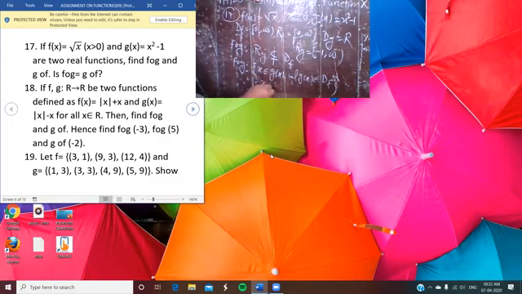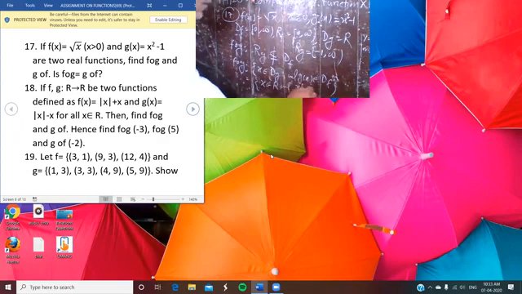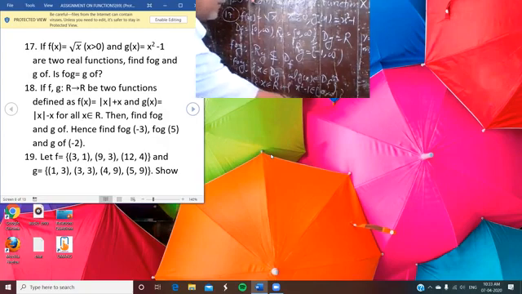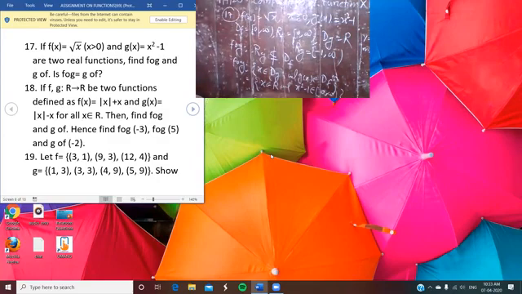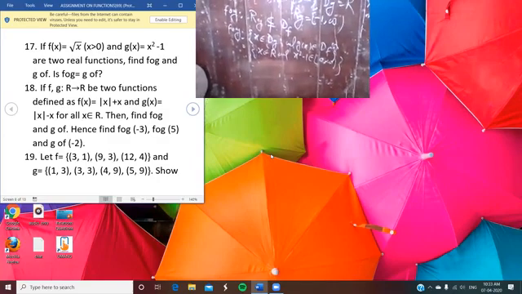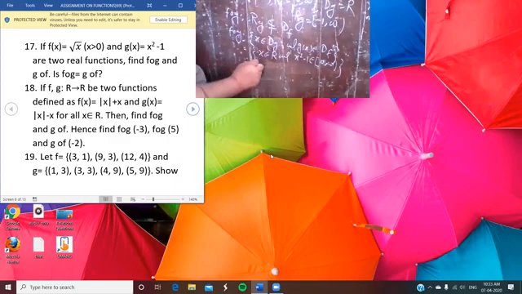Now you write it: x belongs to the domain of g, so that it is more clear. The domain of g is all the real numbers, so you can say x belongs to all the real numbers, and the value of g(x), which is x square minus 1, belongs to 0 to infinity. And 0 to infinity is what? That is the positive real numbers.